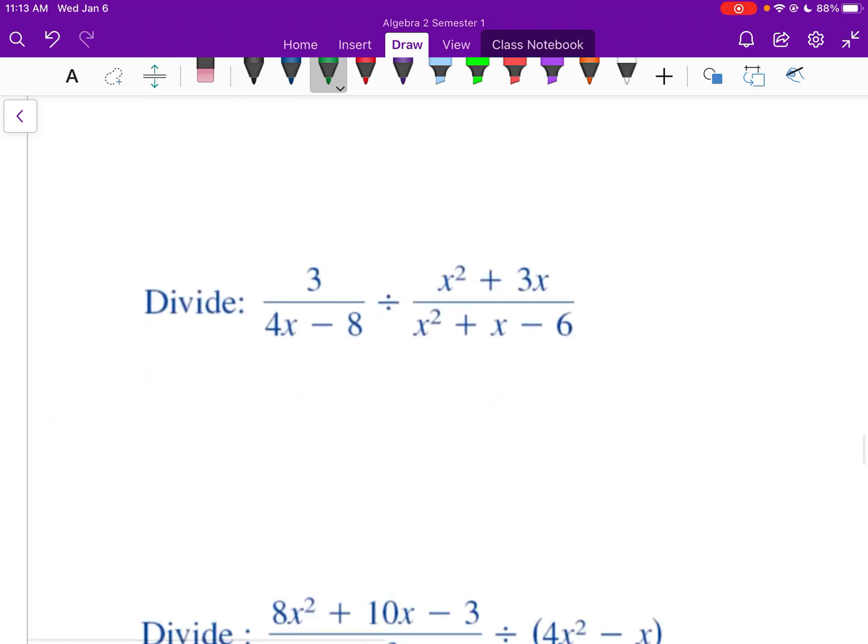Dividing, now. Okay, we're going to still use that same idea. We need to factor first. So I'm just going to go through and factor anything that I can. 3 over, I can factor a 4. 4 is the greatest common factor. So 4 times x minus 2, divided by, I can factor out an x out of that one, x times x plus 3.